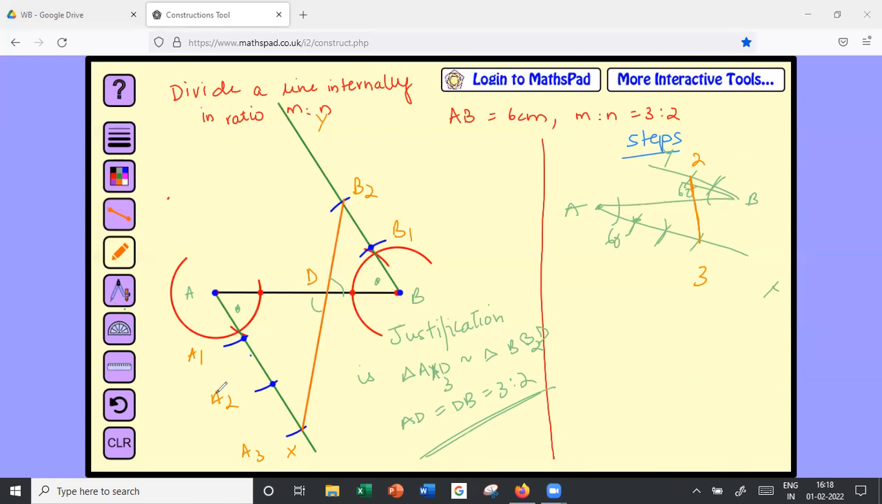Ma'am, can you please tell the steps? Okay, steps. You want me to write the steps? I'll write it here. Okay. First you need to draw line AB, 6 centimeter, right? Second thing, draw angle BAX. Okay. And third one is you draw angle YBA same as BAX, right?